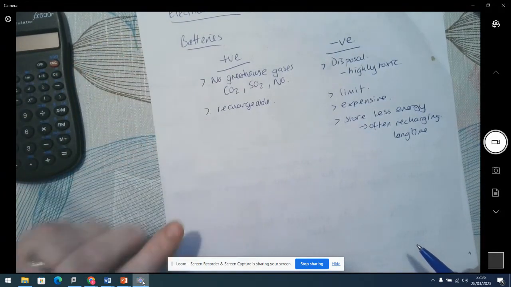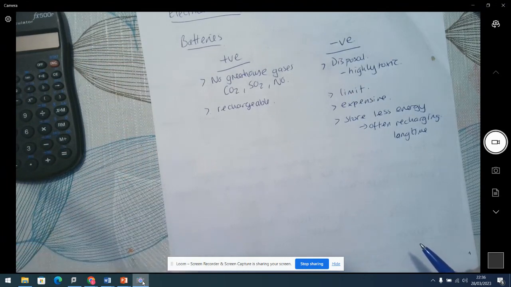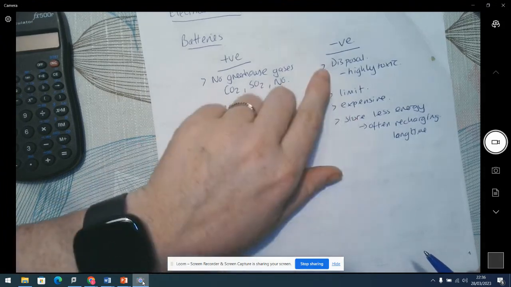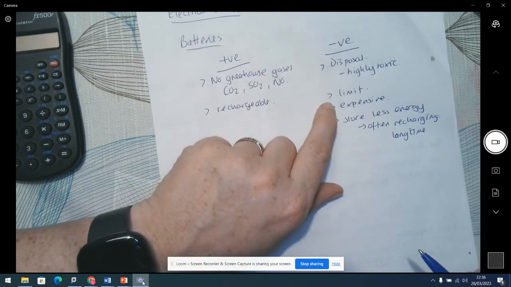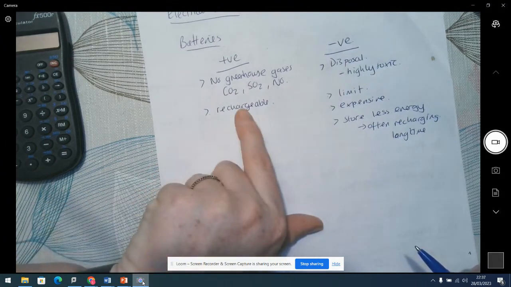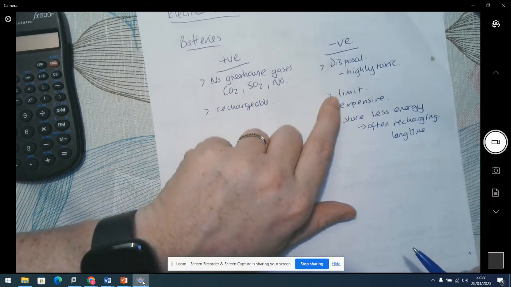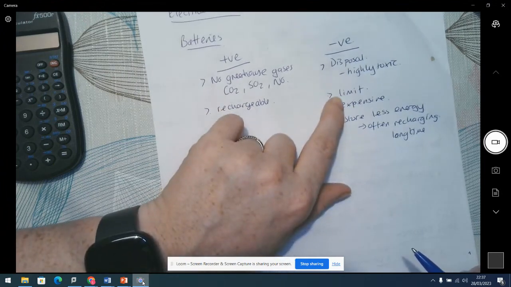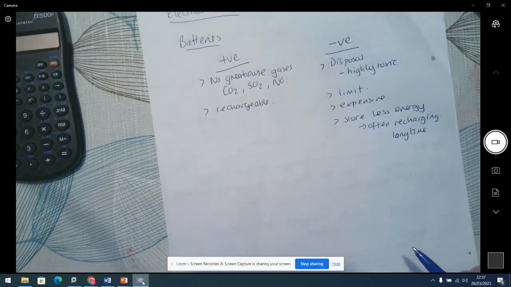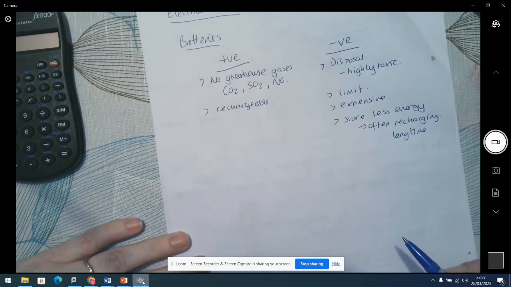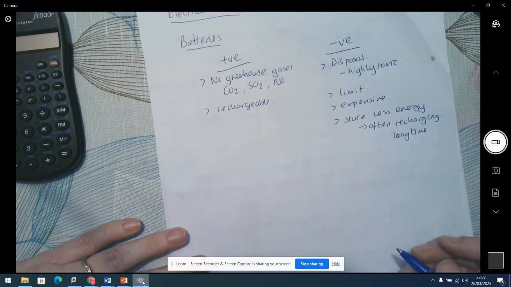It's rechargeable. In the long run, I might save money because I'm not paying for expensive fuels. But in terms of negatives, the battery itself is highly toxic in terms of its disposal with the metals it uses. There's a limit before I need to replace the battery. So even though I can recharge over time, I have to eventually get it replaced. It's expensive to make, but actually might save me money in the long term. And it stores less energy. So therefore, I have to recharge it and I might not get as far as a result.